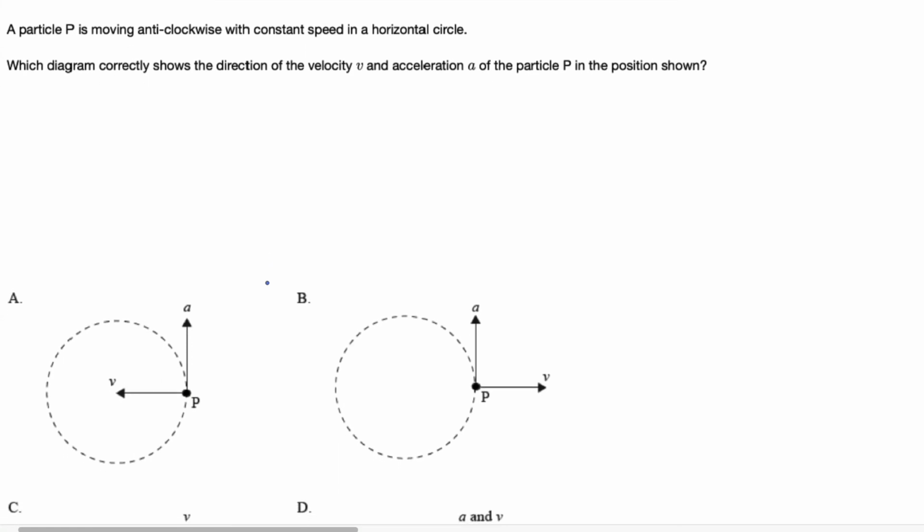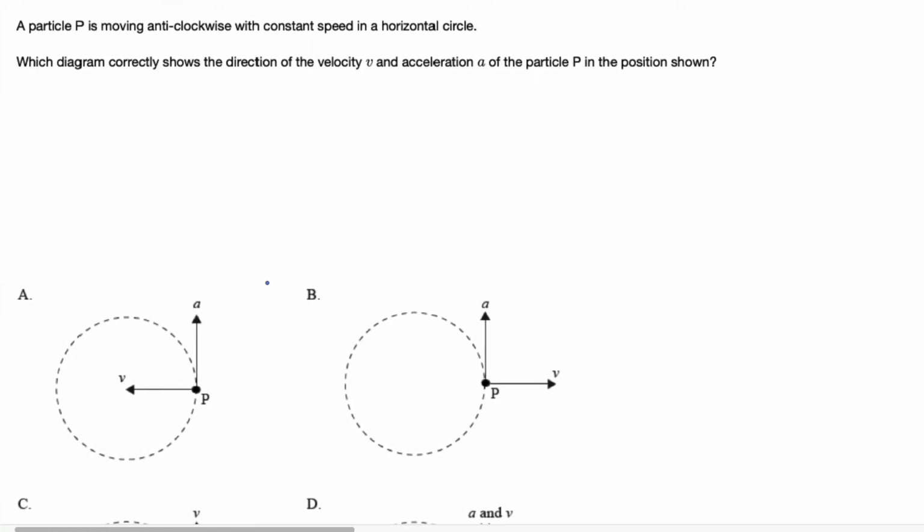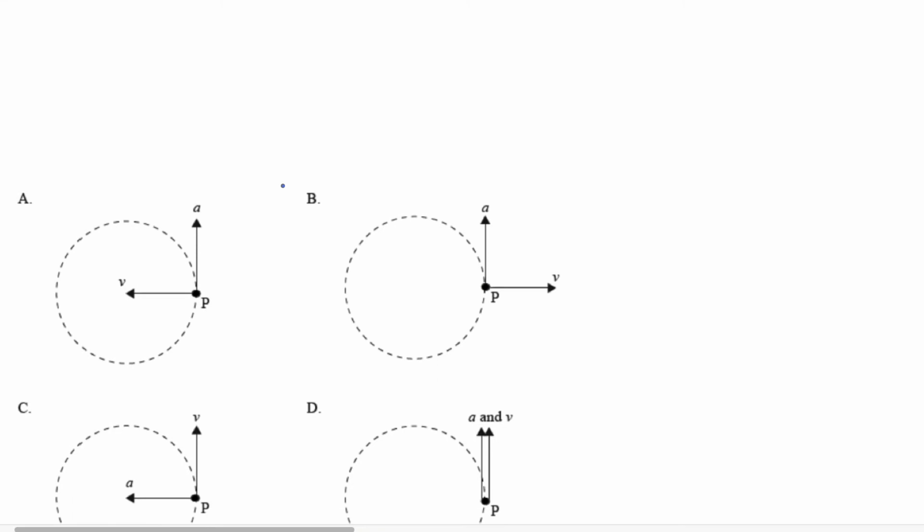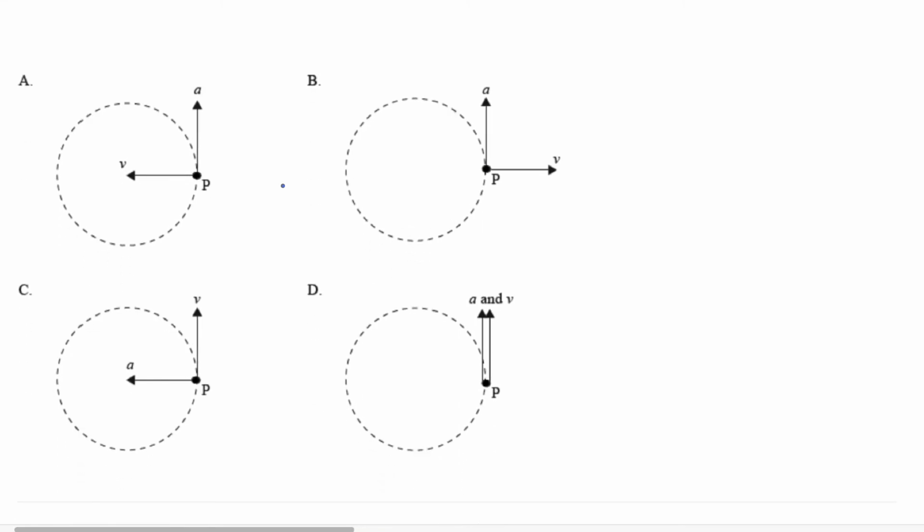A particle P is moving anti-clockwise with constant speed in a horizontal circle. Which diagram correctly shows the direction of the velocity v and acceleration a of the particle in the position shown? So we know acceleration always points to the center, and velocity is always tangent to the circle. So we immediately know that A is wrong, D is wrong, B is wrong. So the only correct answer is C.